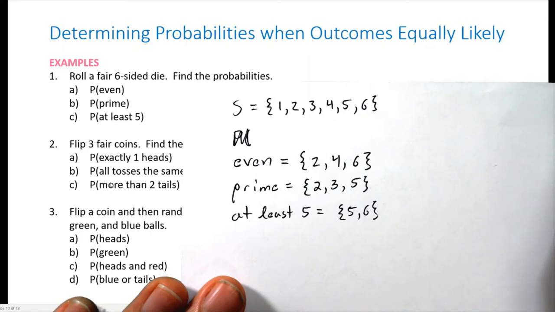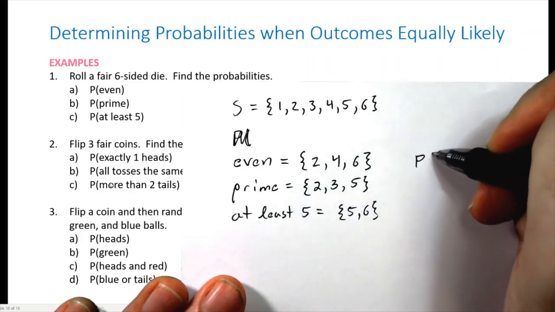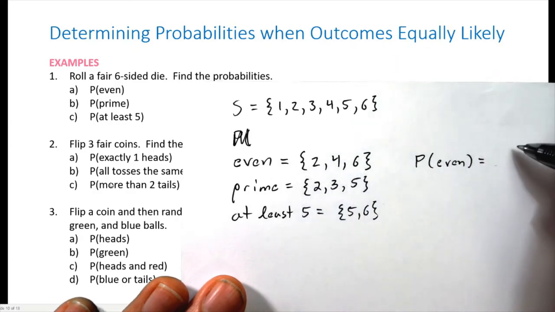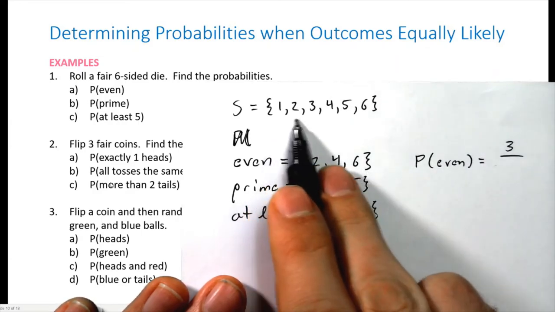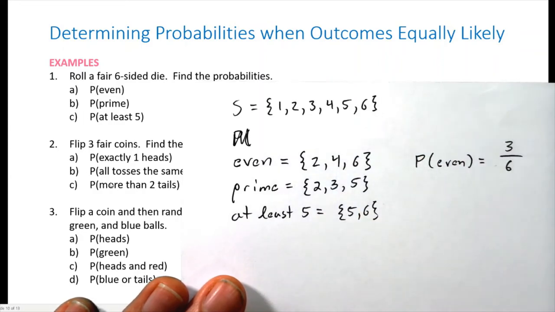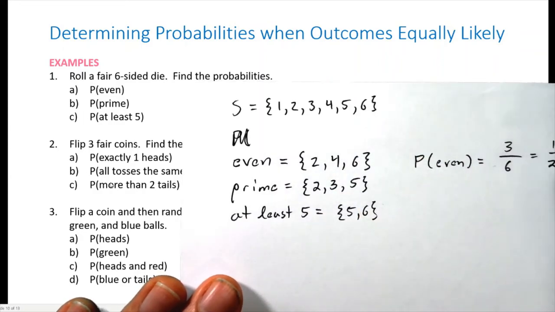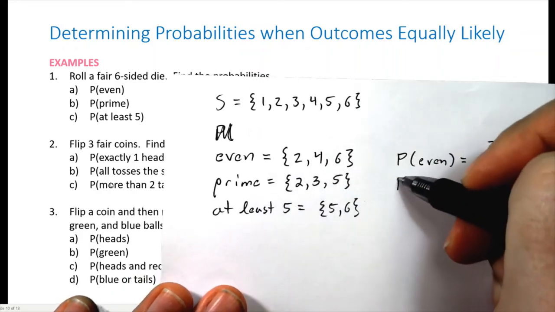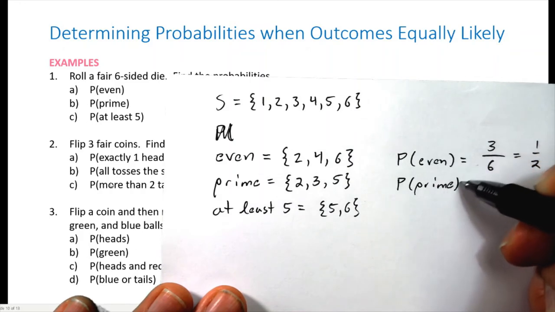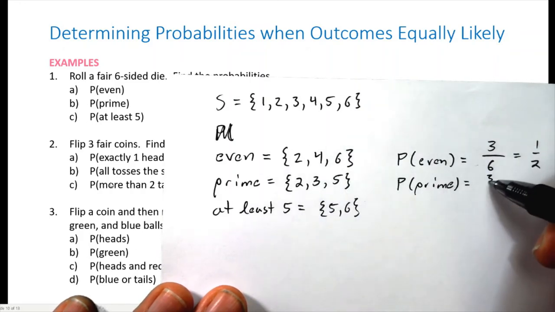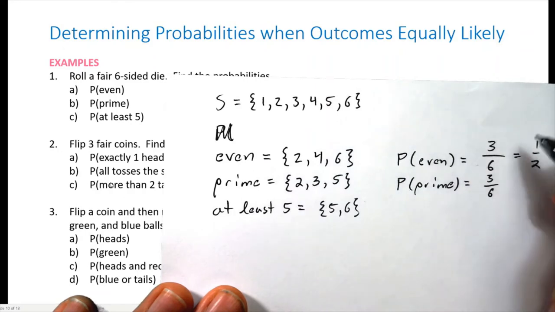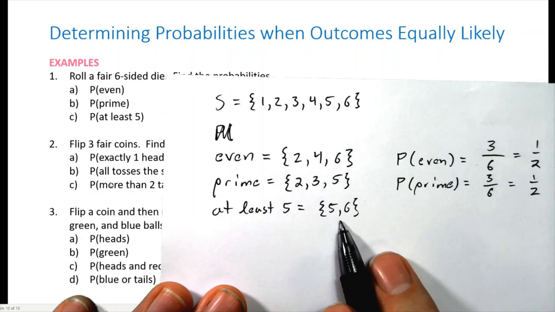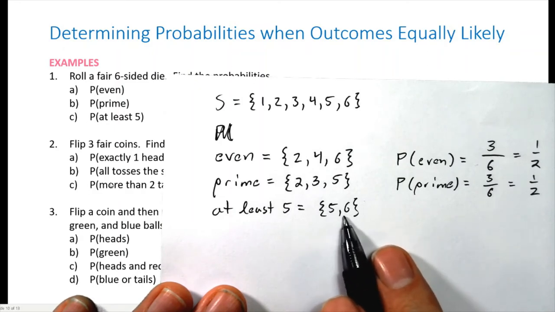So that's this event. If I was talking about the probability of getting an even number, I'm going to take the size of the event, there's 3 things in there, and divide by the size of the sample space, there's 6 things in there. So the probability is 3/6, or 1/2. What's the probability of getting a prime? There's three things in here, six things in the sample space, so the probability is 3/6 or 1/2. What's the probability of getting at least 5? Well, there's two ways to get at least 5.